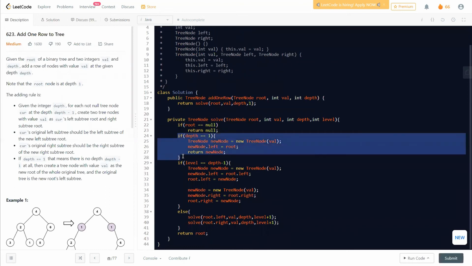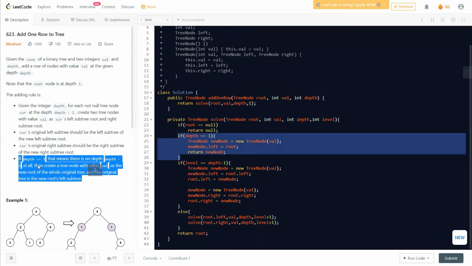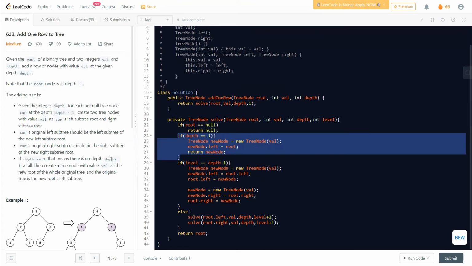Now, what next did we do? If the depth is 1, there's something given for us, right? We simply did it. What it says is that if the depth is 1, there's nothing called depth minus 1. In that case, we'll create a new node with the val, that is the tree node, as the new root of the whole original tree, and the original tree is now the root's left subtree.